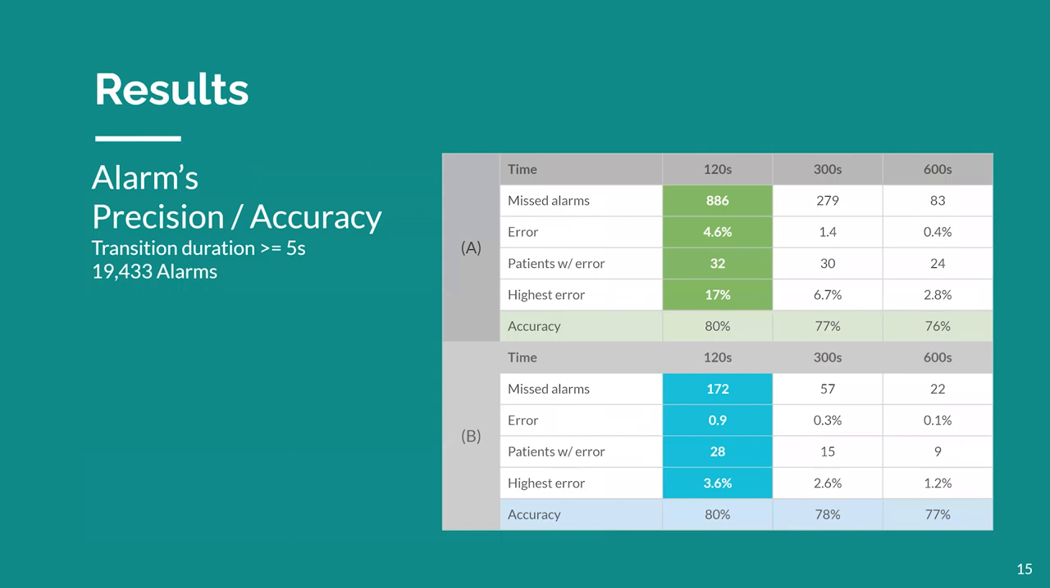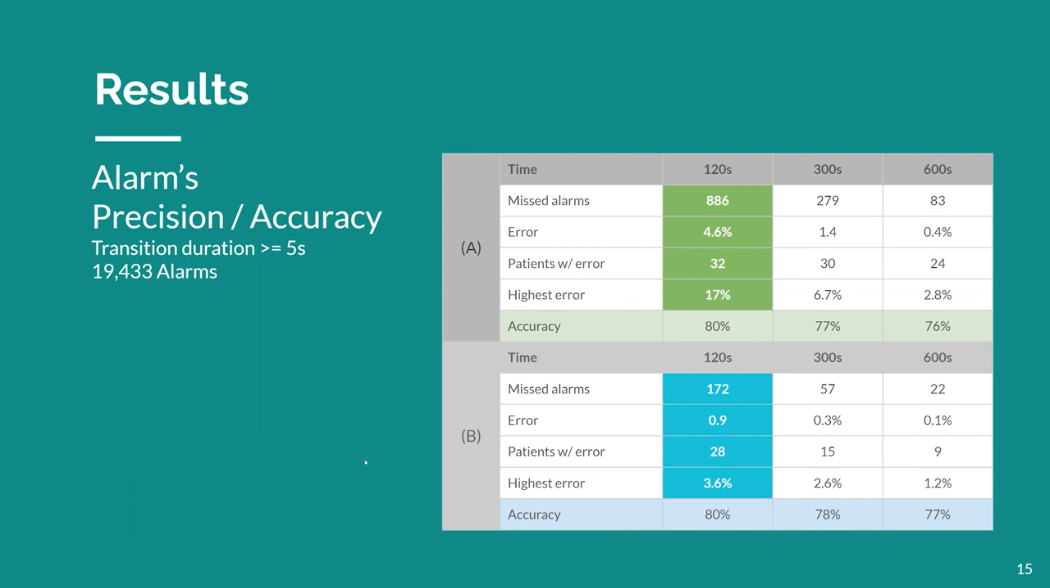Now, let's take a look at the alarm's precision and accuracy. With lower sampling rates, alarms may not be triggered when an event happens in the baseline system. Then, we measure the error based on the number of alarms missed in a time window around the occurrence of one alarm in the baseline.